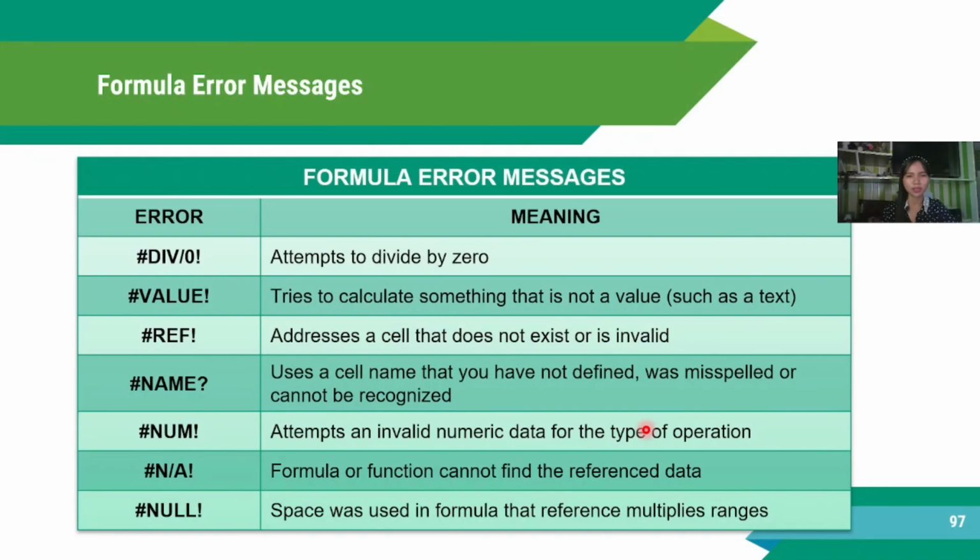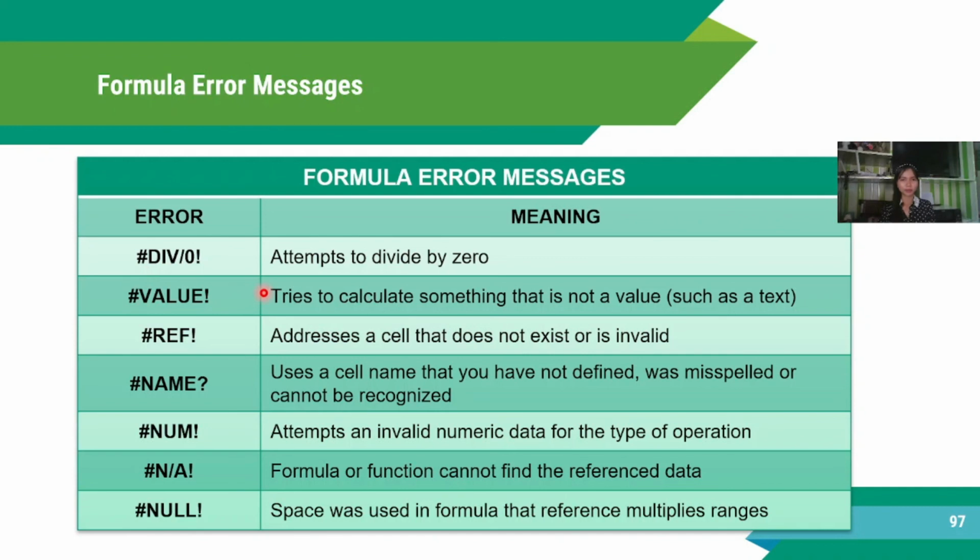So let's proceed to error messages. Formula error messages and their meaning. So #DIV/0!: this attempts to divide by 0. #VALUE!: this tries to calculate something that's not a value, such as text. So instead of 7 divided by 5, what was entered in the cell is a letter, so it shows the value error.